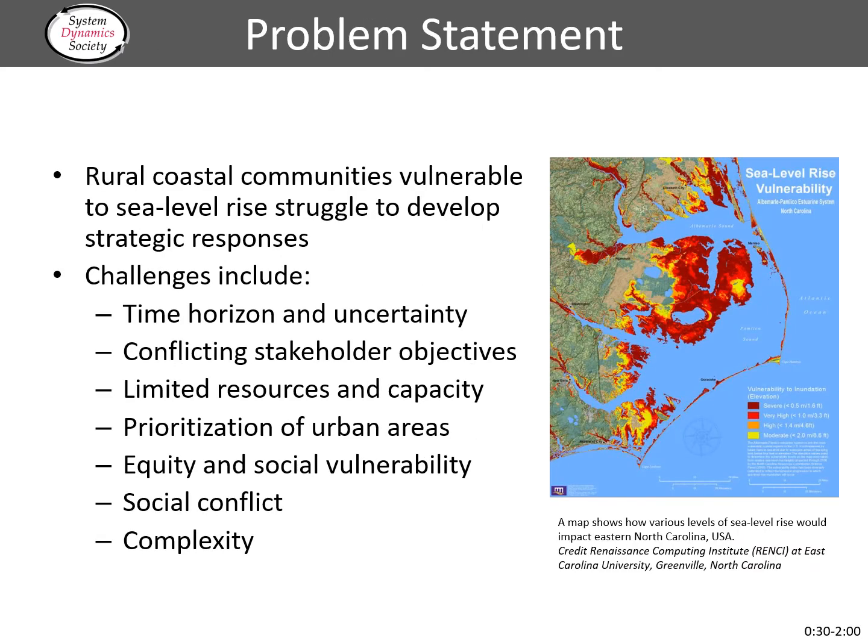In the eastern portion of our state, we have a number of rural coastal communities that are vulnerable to sea level rise and struggle to develop strategic plans. Some of their challenges include time horizon and uncertainty, conflicting stakeholder objectives, limited resources and capacity, prioritization of urban areas, equity and social vulnerability, social conflict, and complexity.